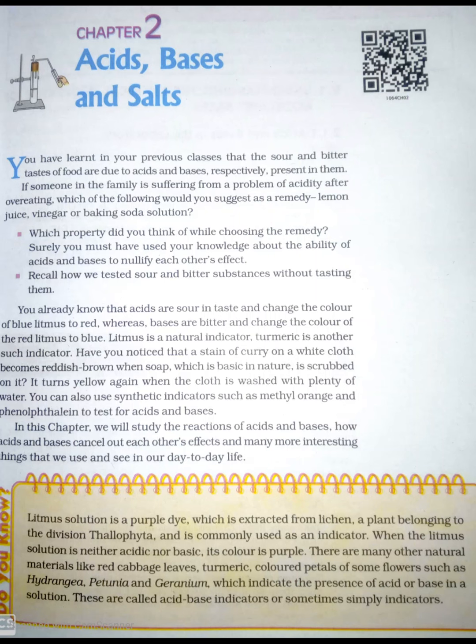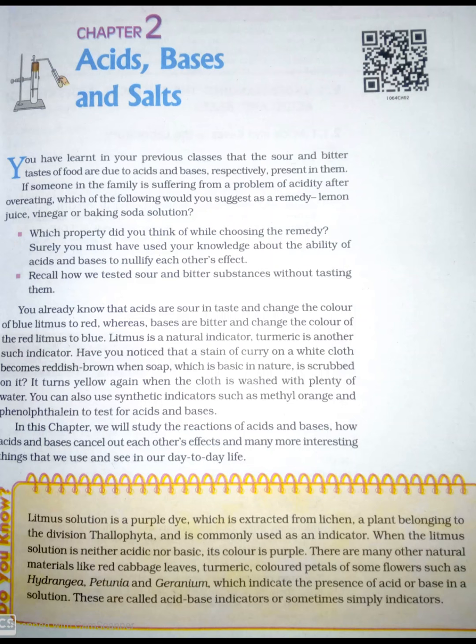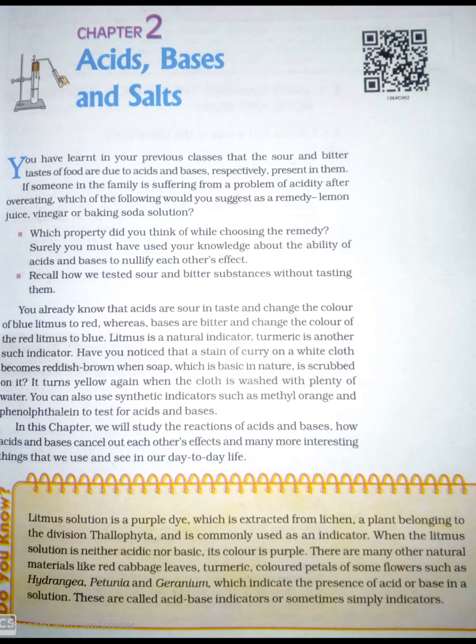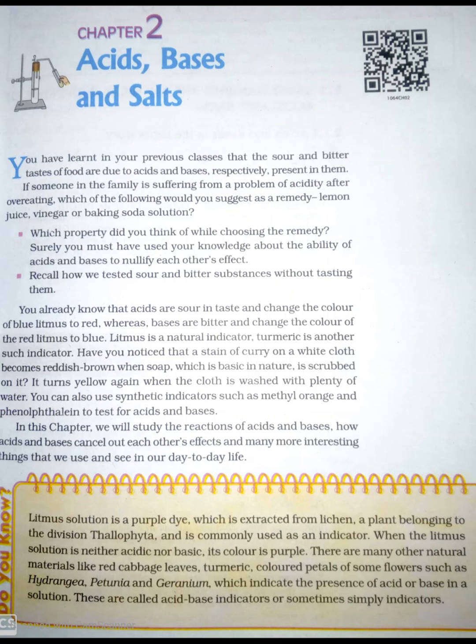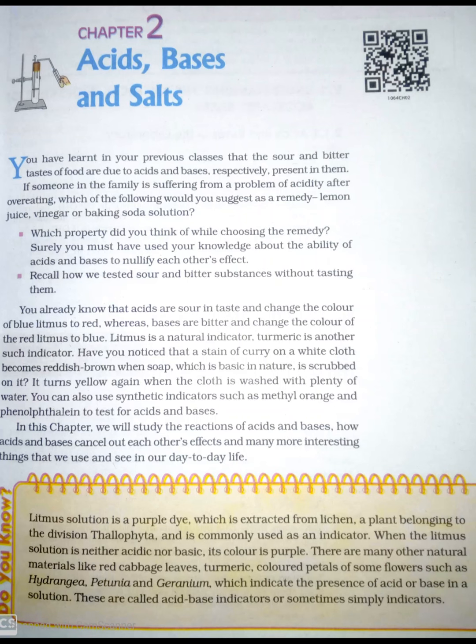You can also use synthetic indicators such as methyl orange and phenolphthalein to test for acids and bases. In this chapter, we will study the reactions of acids and bases, how acids and bases cancel out each other's effect, and many more interesting things that we use and see in our day-to-day life.